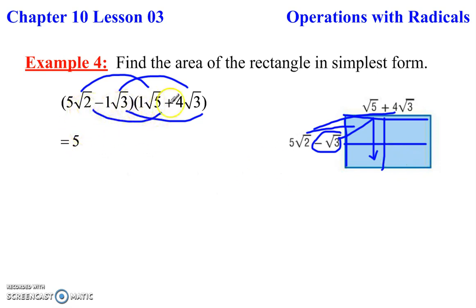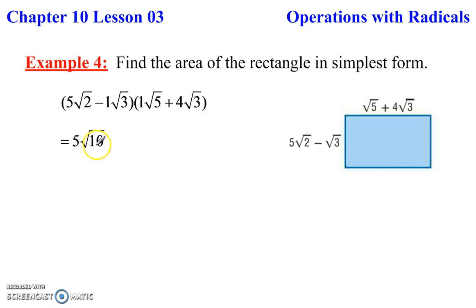Okay, we'll look at the linear way of doing this one since it's two binomials. 5 times 1 is 5. 2 times 5 is 10. Plus 5 times 4 is 20. 2 times 3 is 6. All right, that was the first one multiplied with each of the second one. Now we take the second term, negative 1 radical 3 times 1 radical 5. So 3 times 5 is 15. And then negative 1 times 4 is negative 4. Radical 3 times radical 3 is radical 9.